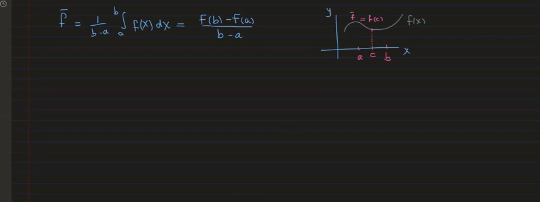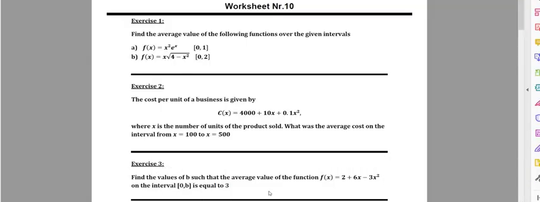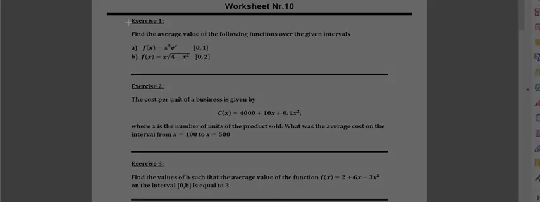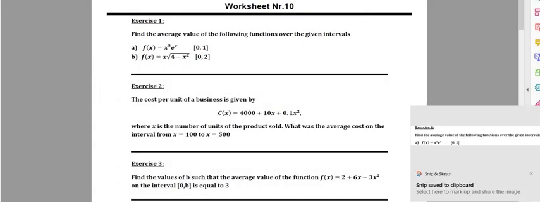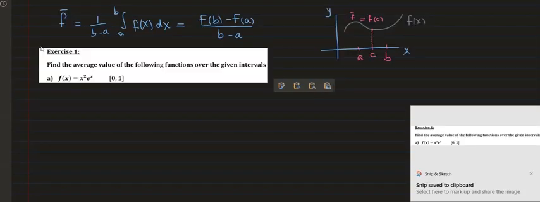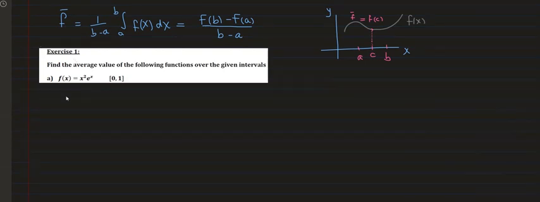Okay, in worksheet 10, exercise 1, we are asked to find the average value of the following functions over the given intervals. So we will go through applying this formula. The average value is going to be 1 over b minus a. We are given the closed interval from a to b and the f of x. So by direct substitution, we got b minus a, which is 1 minus 0, and the integration from 0 to 1 for the given f of x, which is x squared e to the power of x dx.